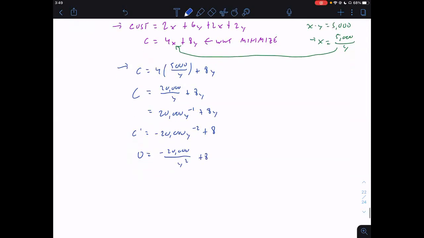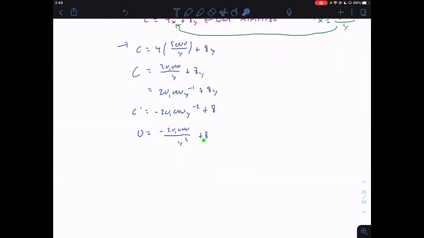Okay, and now we're going to do a bit of algebra here. Let's subtract 8 from both sides. So we have negative 8 equal negative 20,000 divided by y squared. Let's multiply both sides by y squared so we can have it on top. They cancel out on the right, and on the left side, we have negative 8y squared equal negative 20,000.